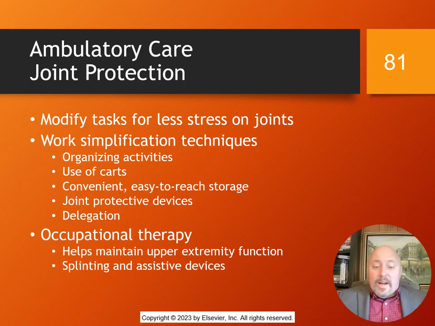We also want to modify tasks, both to improve their self-care, what they're capable of performing themselves, but also to provide less stress on the joints. Using carts, providing convenient, easy-to-reach storage, lower shelves, joint protective devices, and getting occupational therapy involved as well. Help maintain upper extremity function.